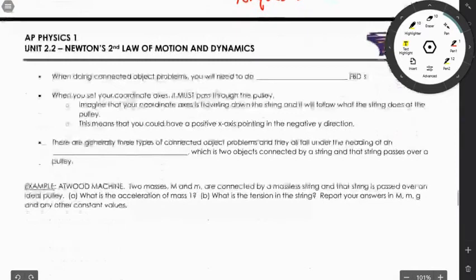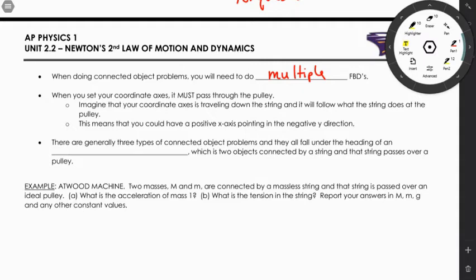Okay. Now, when doing connected object problems, you'll need to do multiple free body diagrams. Multiple meaning two or more. And then here's the key about connected object problems. When you set your coordinate axes, it must pass through the pulley. So one of the problems is what is called a modified Atwood machine. And so basically it's a block on a table with a hanging block.